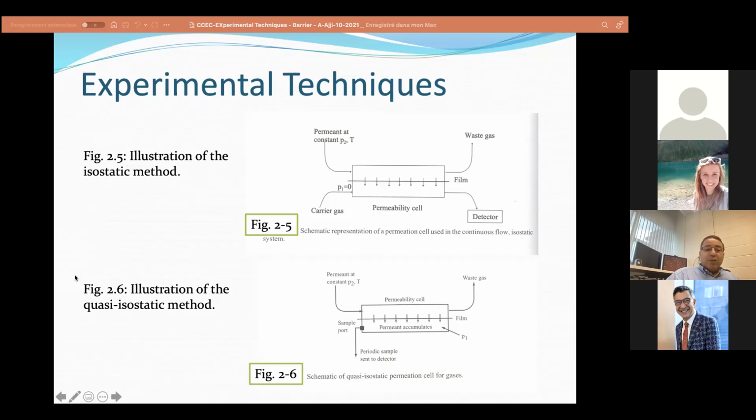For the quasi-isostatic method, we don't have a carrier gas that removes the permeated gas through the membrane.